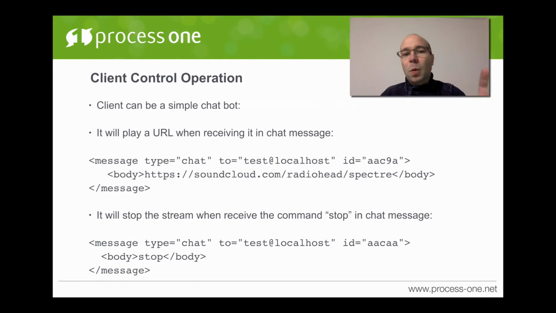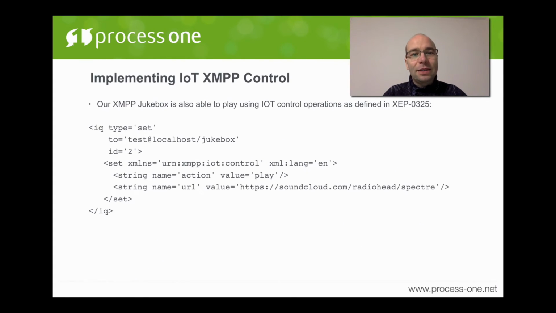So that's one way of building smart things. But we can get further, and we can use IoT-specific XMPP extensions, like the XMPP control extension, to send IQ packets to be able to pass operations and send very specifically defined operations to that thing.